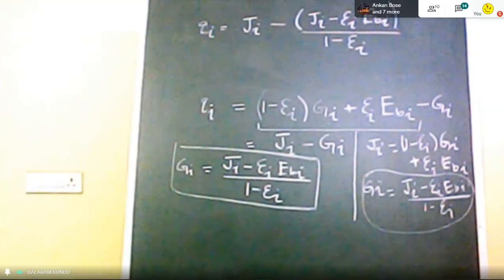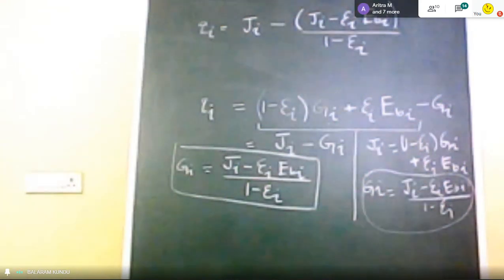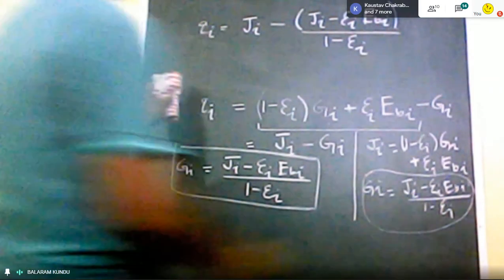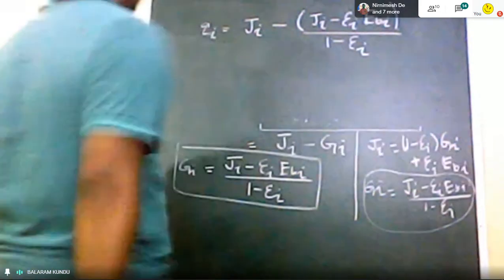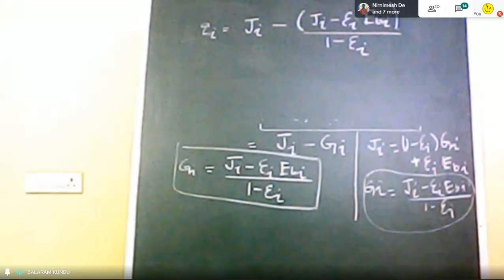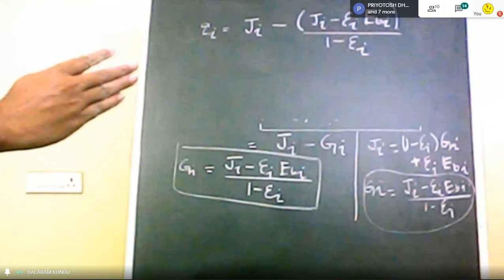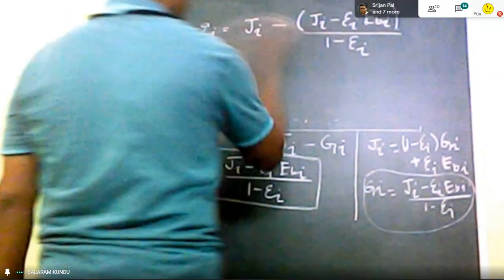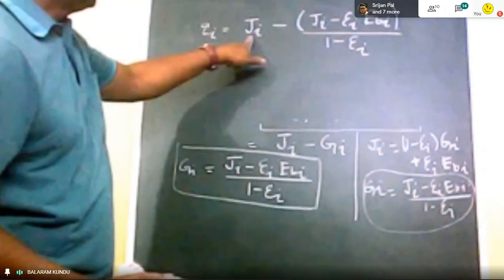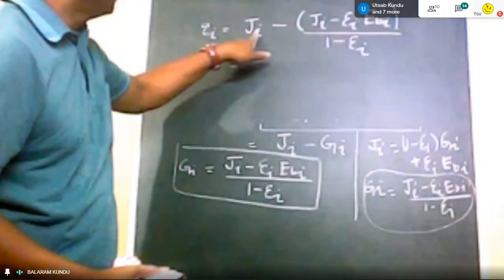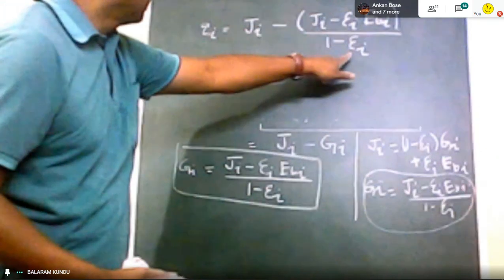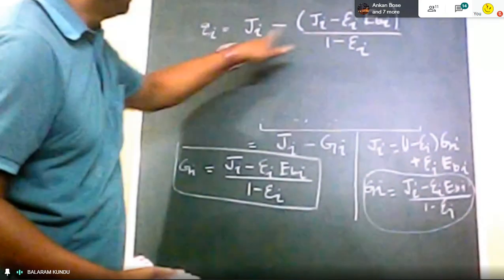This is your Qi. A little bit of simplification is necessary in order to obtain a final expression. So Qi equal to this, that is the net heat flux leaving the surface i. Before that, just simplify it. Here Ji is there, so Ji minus Ji cancels out. Now another Ji is there into epsilon i. So we can take a common factor.